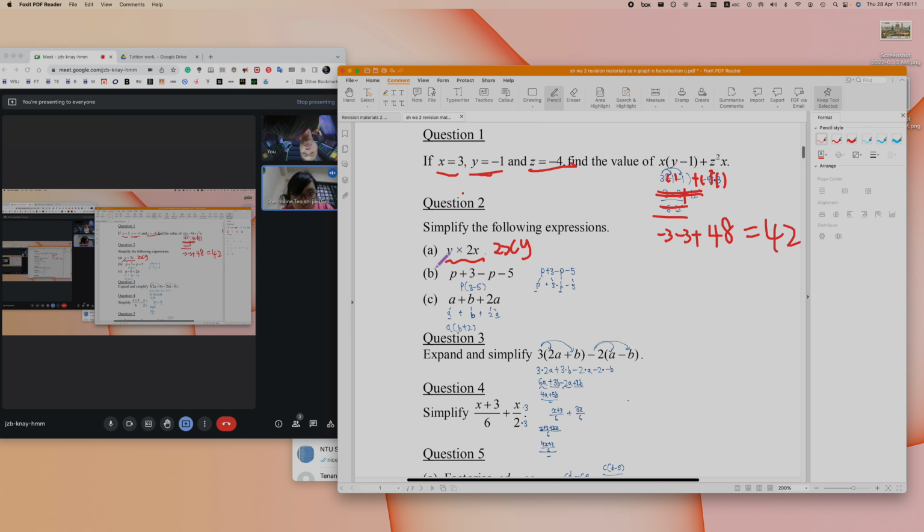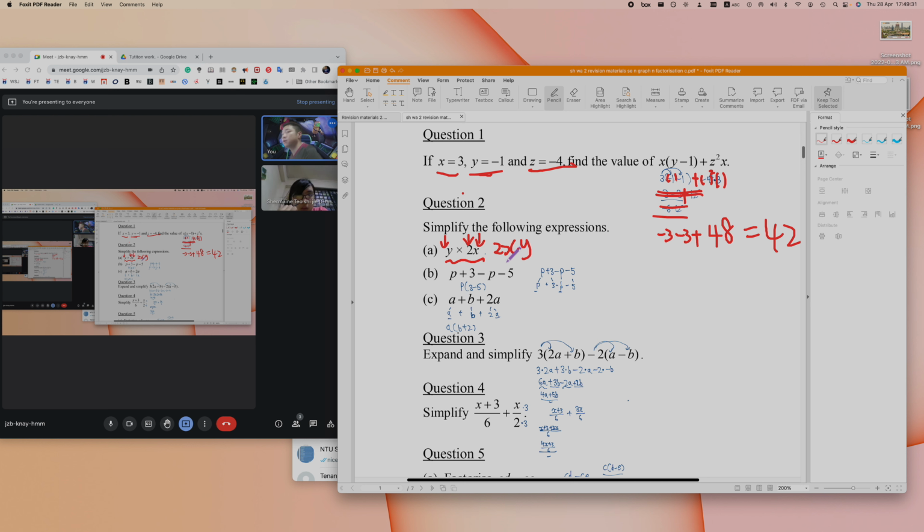Okay. So you have a 2, right? Then you have the x, then you have the y. So you times them together. What you need to do, you put the number first, which is 2. Then the letter behind, so it's 2xy. Does it make sense?